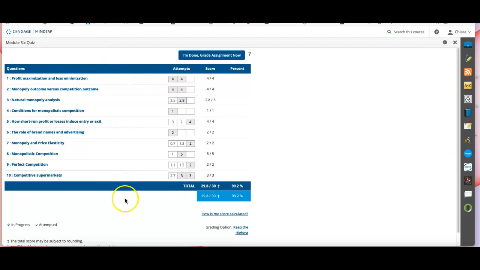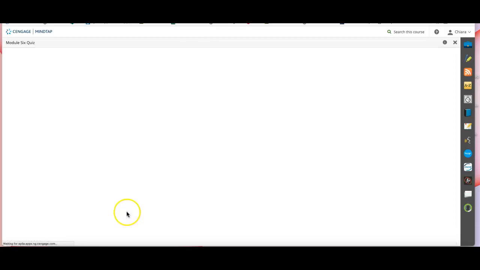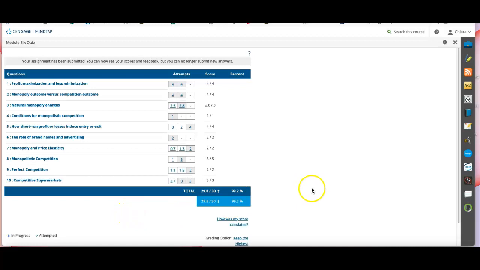If you have any questions, don't forget when you finish your assignment to click I'm done, grade assignment now. Yes, grade assignment. You click that, and it generates your grade into the gradebook that will transfer to Brightspace. This way in Brightspace, you'll know your accurate grade. Otherwise, you'll know it on Monday, because on Monday, it would automatically submit all your quizzes and generate the grades for all of them.